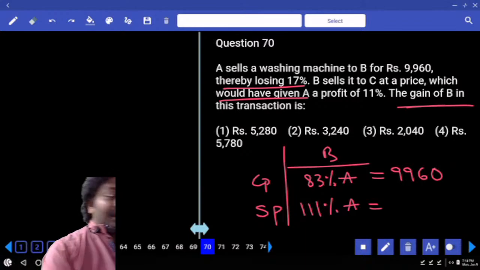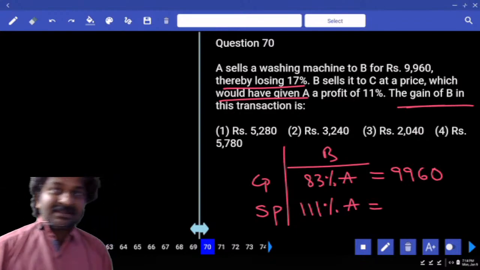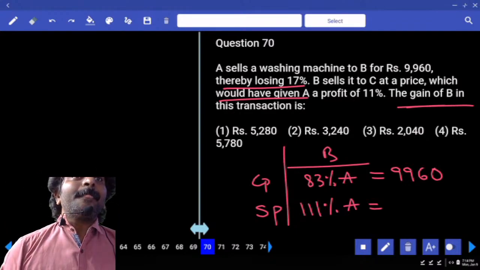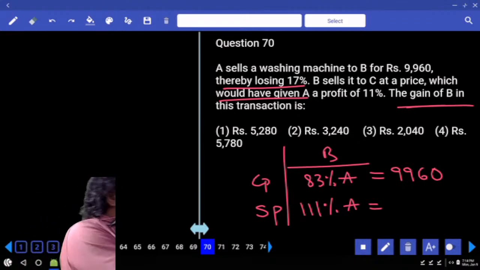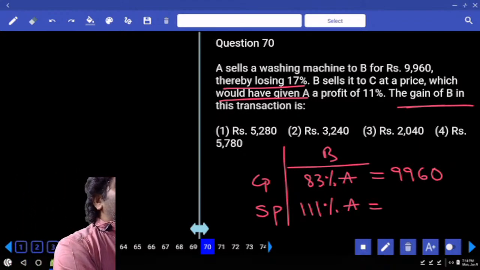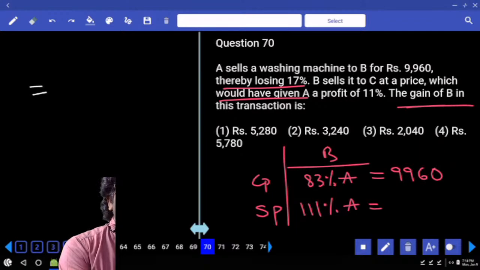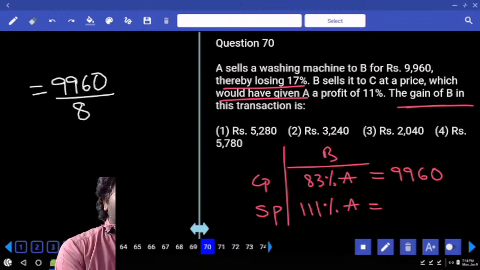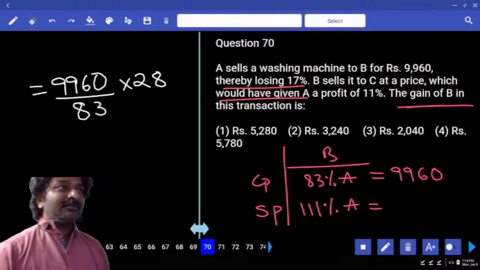Got it? If you are asked to calculate selling price, yes, 111% of A is final answer. But you are asked to calculate gain of B. That means difference between selling price and cost price only. How much is that? 28% of A. How much is that? 28%. Now 1% value is equal to 9960 divided by 83. 28% in the sense into 28.